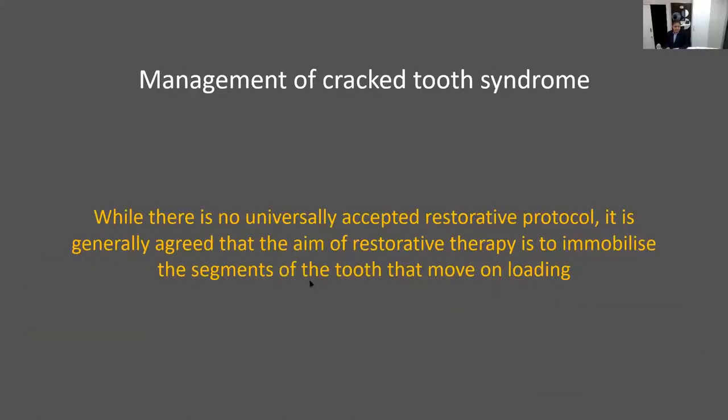Okay. And this is a universally accepted protocol: it is generally agreed that the aim of restorative therapy is to immobilize the segments of the tooth that take more loading. So we are trying to maintain the integrity of the tooth. And in many ways, as we'll come to later, the more we try to crown teeth, we may in many ways weaken the tooth as well. We need to think about this paradox. That will lead to the next few questions, and we'll come back to it later on.